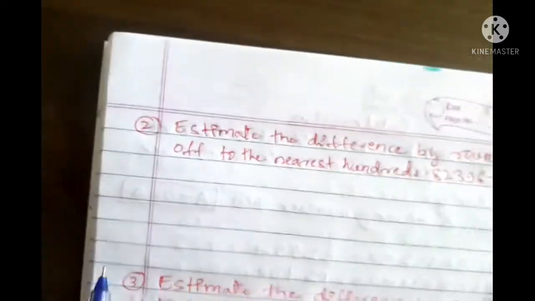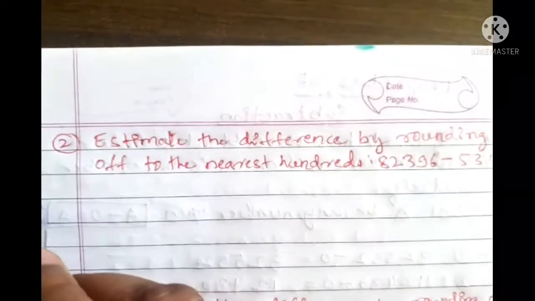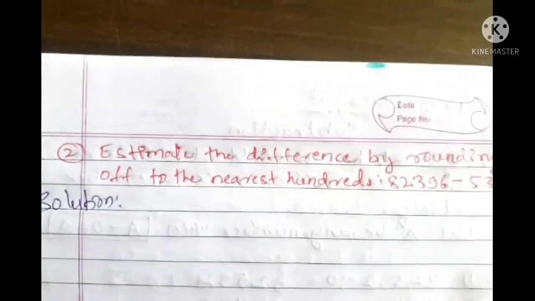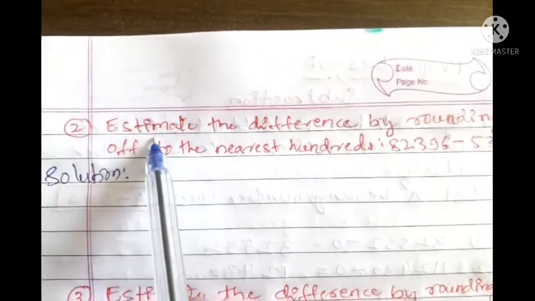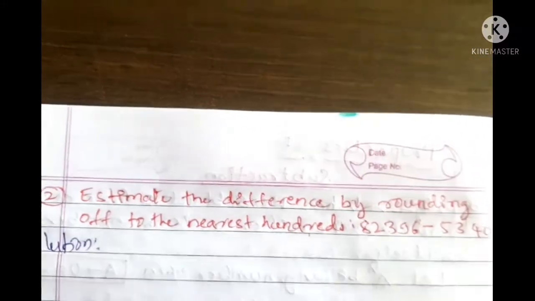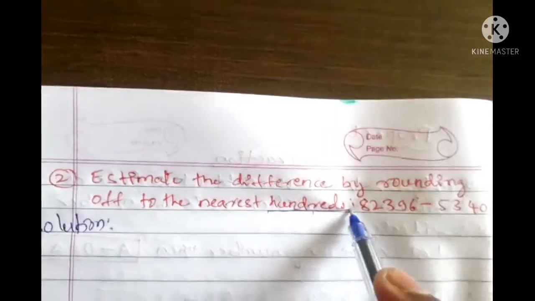So what is the next example? One more example we will see here. How to write the solution? First read the example carefully. Estimate the difference by rounding off to the nearest 100. So here they are asking for the nearest 100.